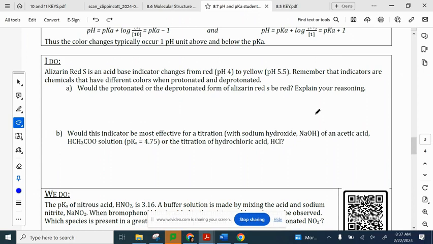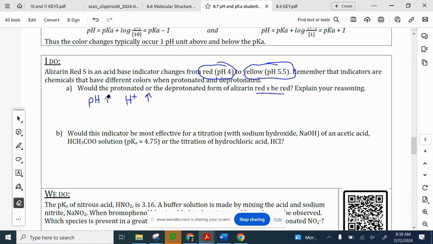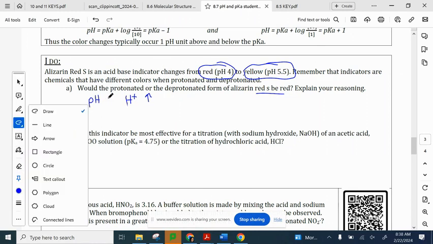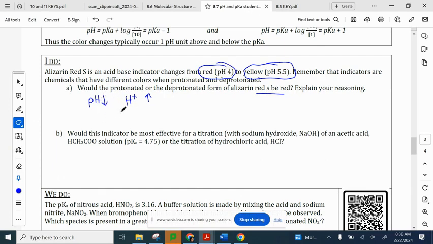Okay. So we're trying to figure out, it's red here at pH 4, and it's yellow here at 5.5. So would the protonated or deprotonated form be red? So as pH increases, H plus ions increase. No, as pH decreases. Bad, Lippy. So pH goes down, H plus goes up.